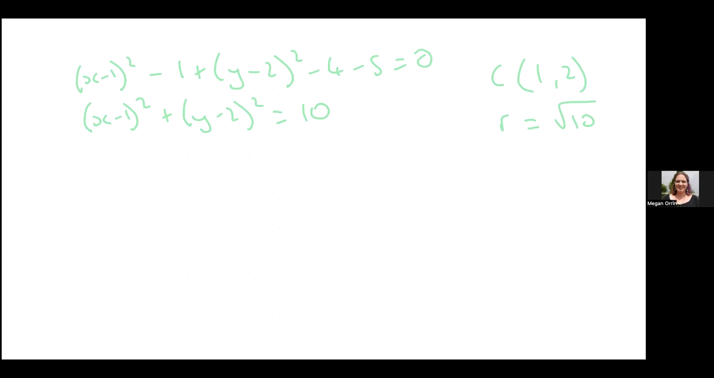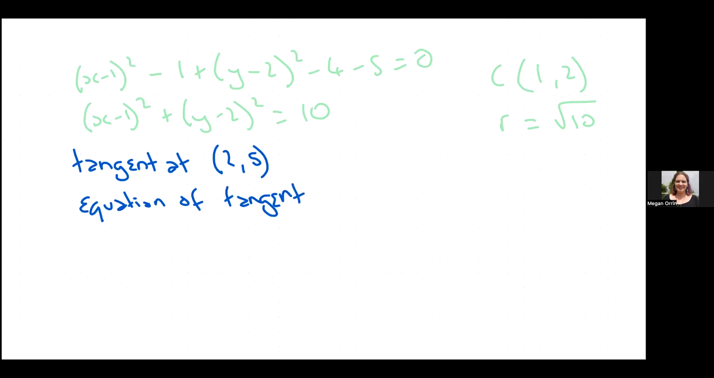We are told that there is a tangent at 2, 5. So then what I want is the equation of the tangent. The tangent to the circle. Sienna, what did you tell me about tangents and circles before? Okay, they are perpendicular to the radius.